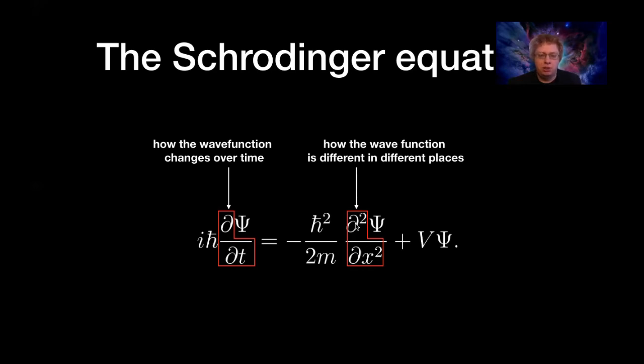describes how the wave function is different in different places, or how it changes as you move to different locations at the same point in time. These two operations, these two changes of the wave function interplay, and we can use this to solve where we think this wave function is going to go in the future.